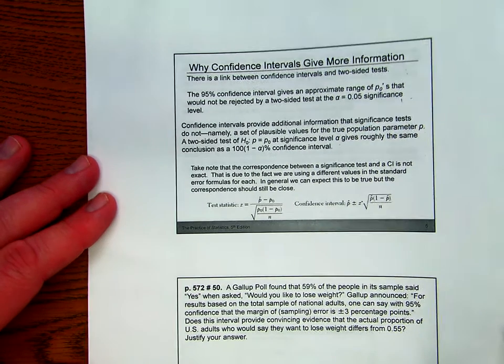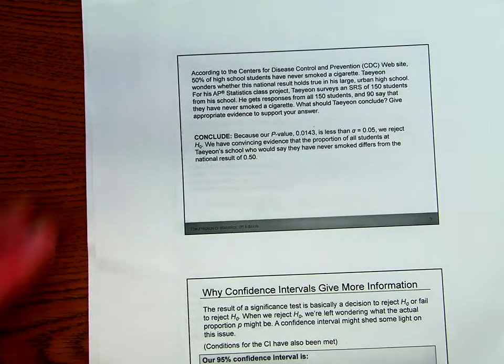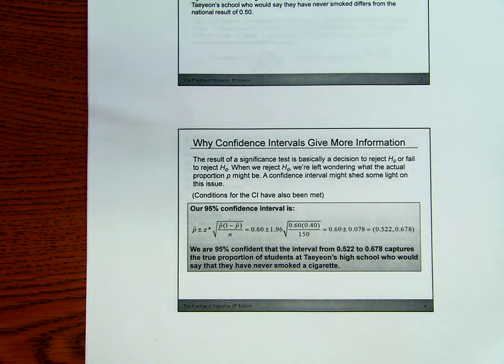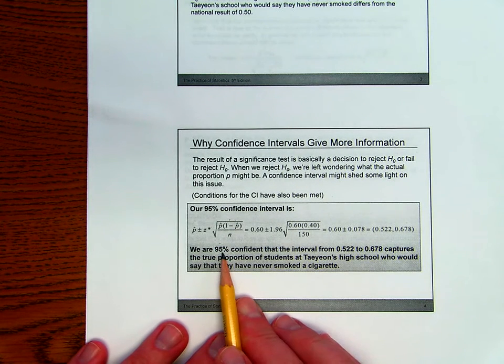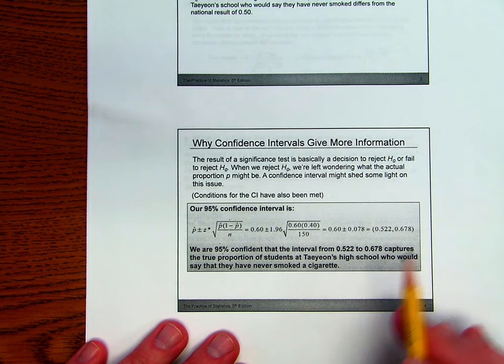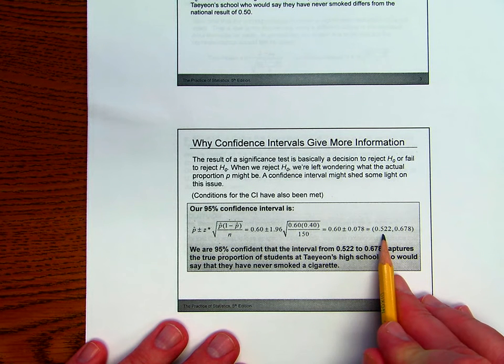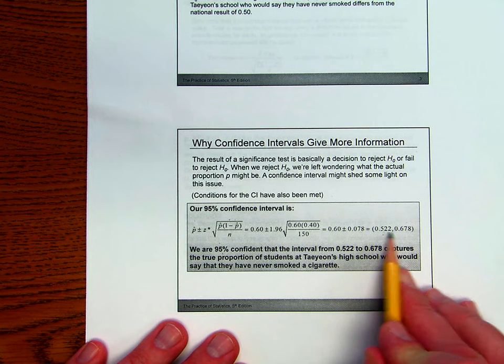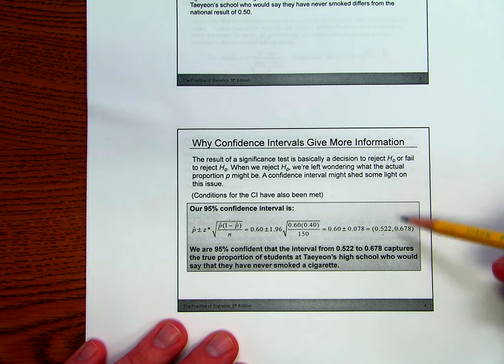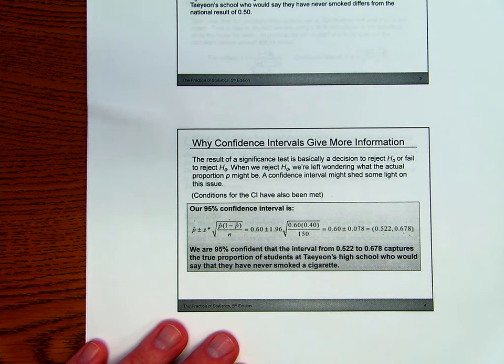And so let's go back to the example here to flesh that out in more detail. That's a little bit abstract to wrap your brain around. Okay, we're 95% confident that the true proportion of Tayon's students at his high school who would say they have never smoked a cigarette is between 0.52 and 0.67.